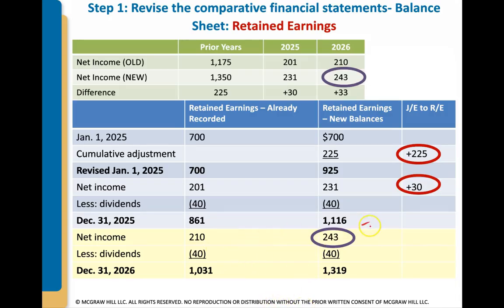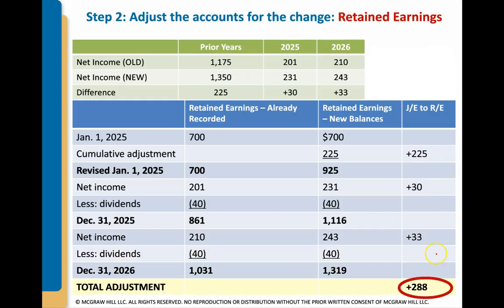We're going to take our 12/31/25 ending retained earnings, add our new net income less dividends, and this is going to be the balance of 12/31/26 retained earnings in our comparative financial statements. But when we need to record the change in our books, our net income increased by $33 for that year, and so we're going to increase retained earnings by $33. So in total, we're going to have a total increase to retained earnings of $288. That's what we have to record as a journal entry.